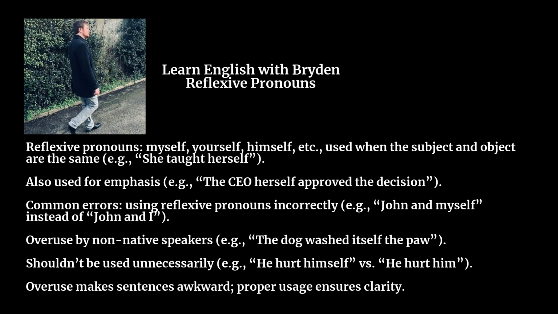Reflexive pronouns in English are an essential grammatical tool comprising myself, yourself, himself, herself, itself, ourselves, yourselves, and themselves. They are used when the subject and object of a sentence are the same, meaning the action is performed by the subject upon itself. For example, in the sentence, "She taught herself to play the piano," the reflexive pronoun herself indicates that the subject, she, and the object, who is taught, are the same person.